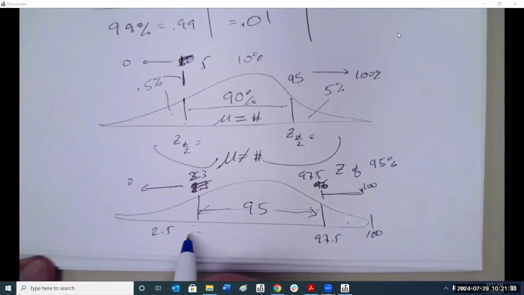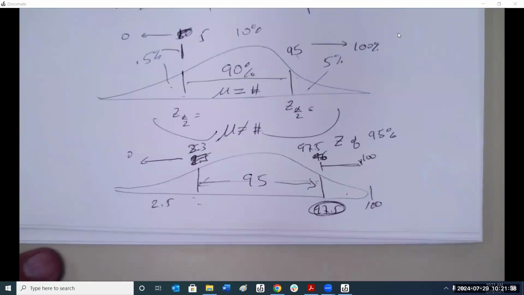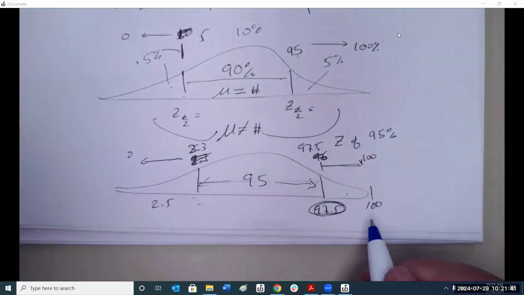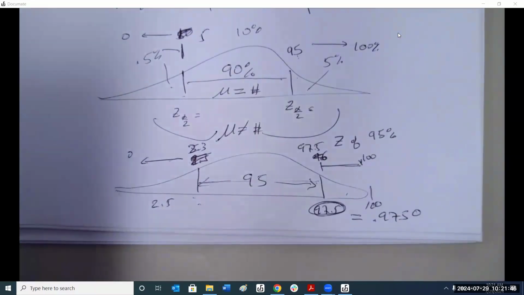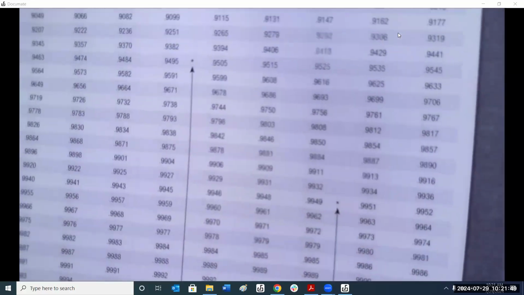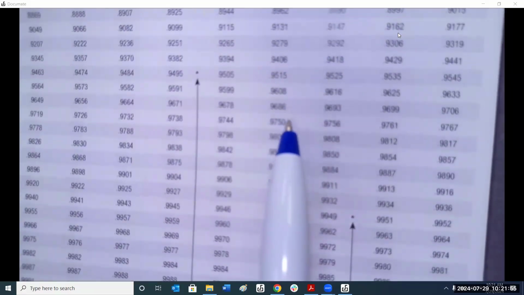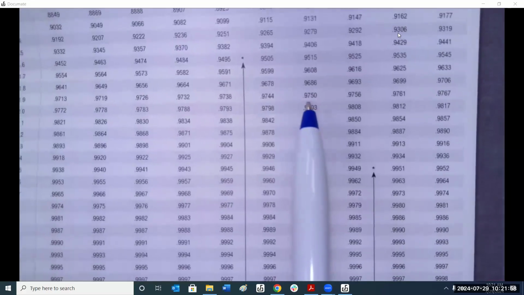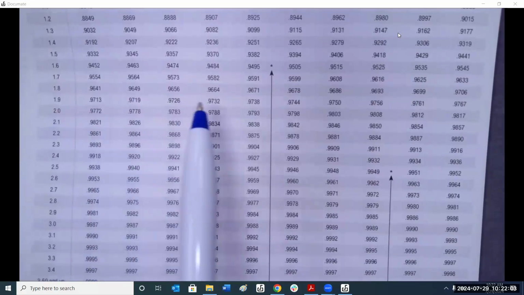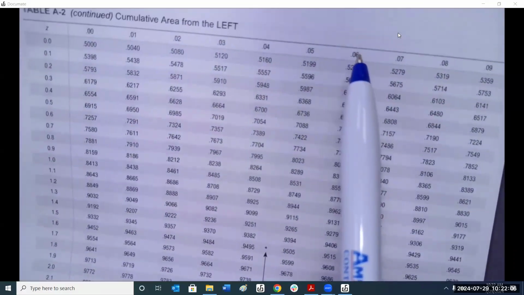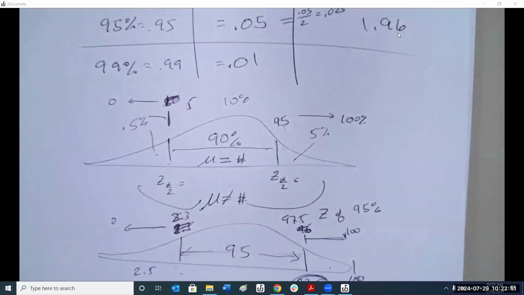So we have to find both of these values now. Let's look at that one, 97.5, or in decimal, 0.9750. Here it is, 0.9750, which gives 1.96. So this Z value is 1.96.